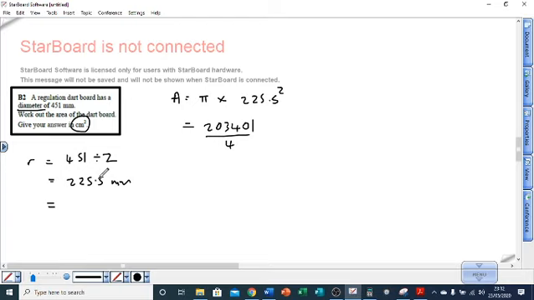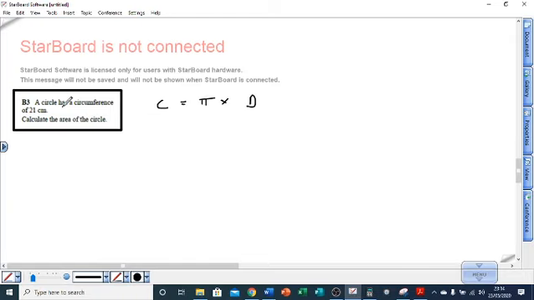B3. The circle has circumference 21 centimeters. Work out the area. Well, circumference is equal to pi times diameter. So the circumference is 21 centimeters, so I can rub this out and put 21 centimeters.